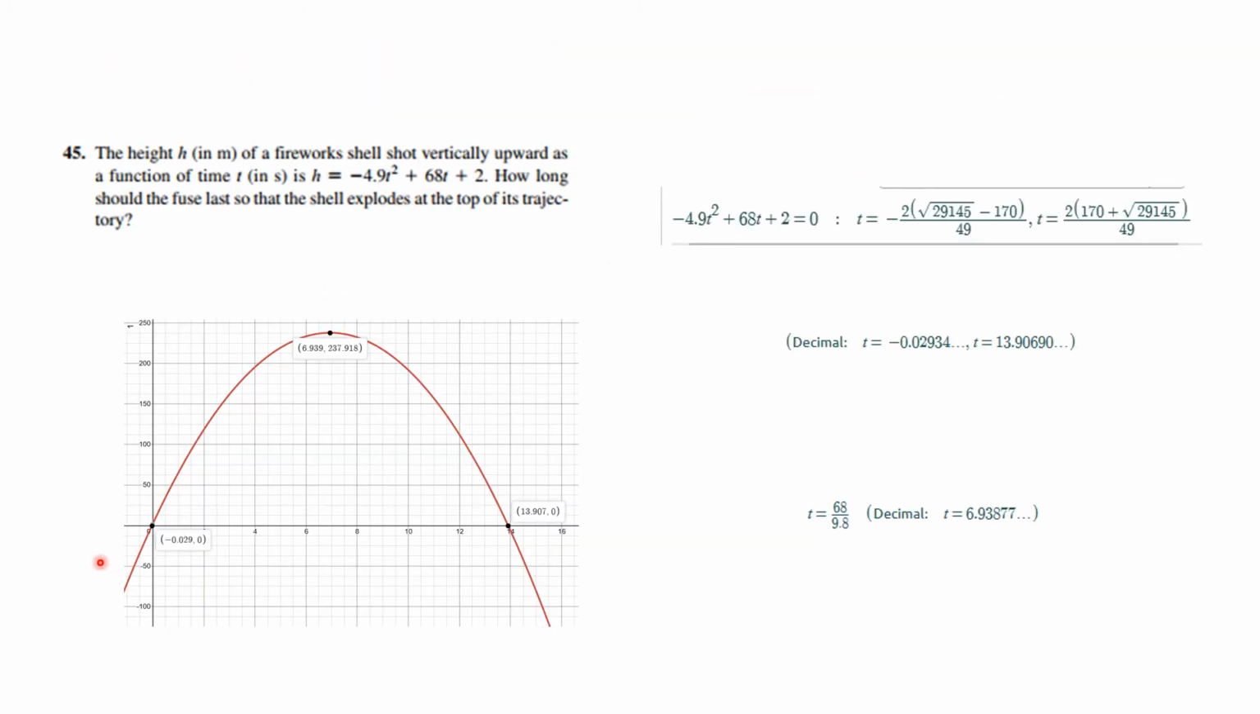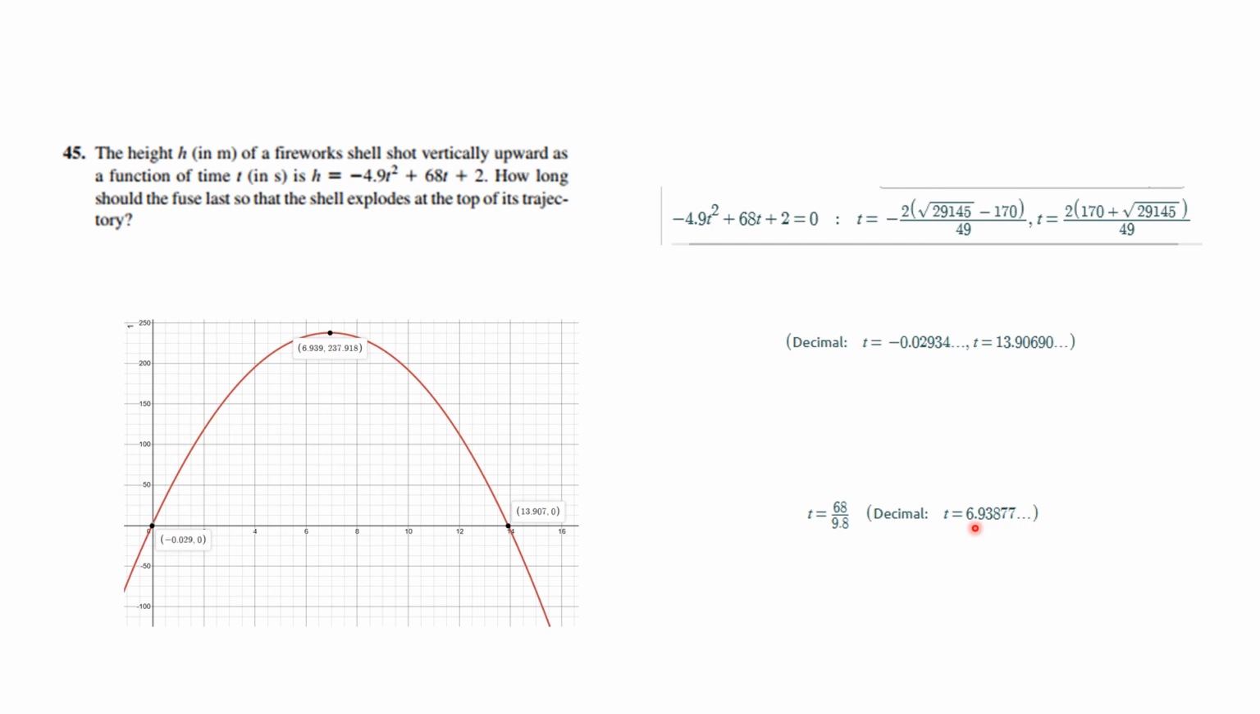Okay, well, it is going to go up and it is going to go down. And so they want to know how long the fuse lasts so that it explodes at the top of its trajectory. That means you'll find the vertex. So if you're finding the vertex, you're going to say it is minus b over 2a. Now both of those are going to be minus, and minus over minus is going to be a plus. And that number, if you change it to decimal, is going to be just under 7 seconds. So that's where the vertex is.